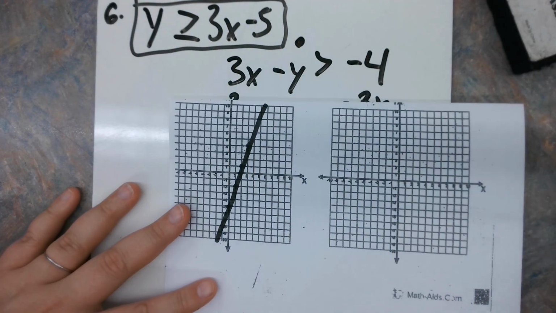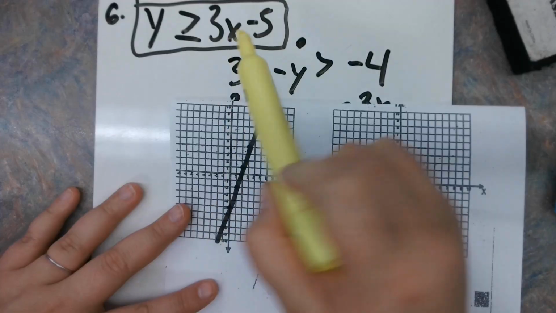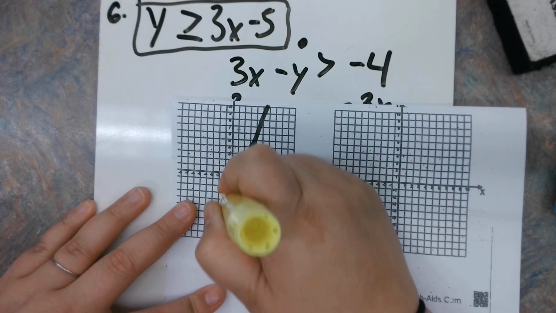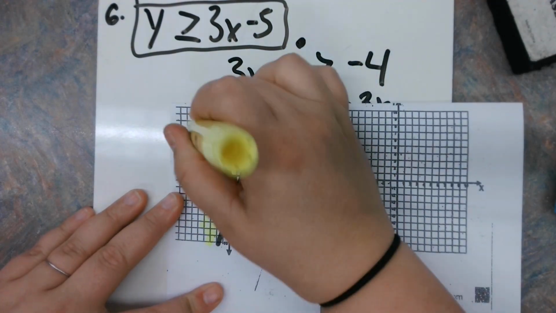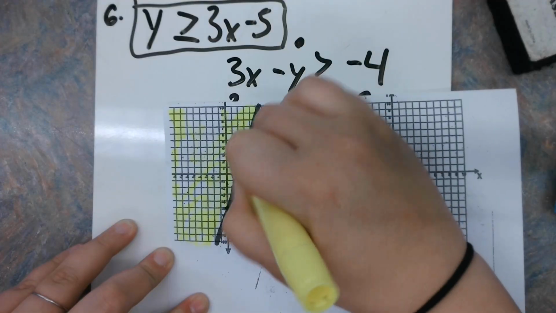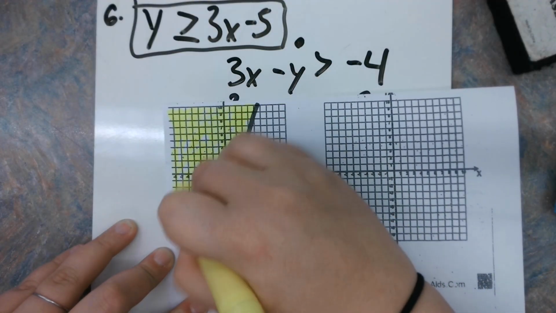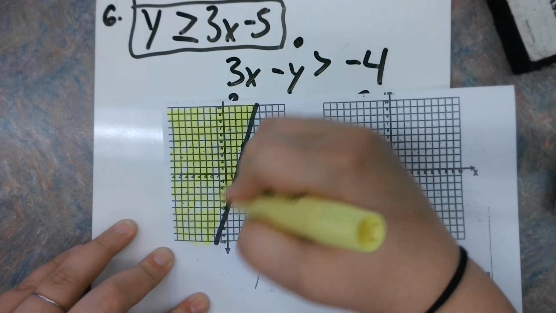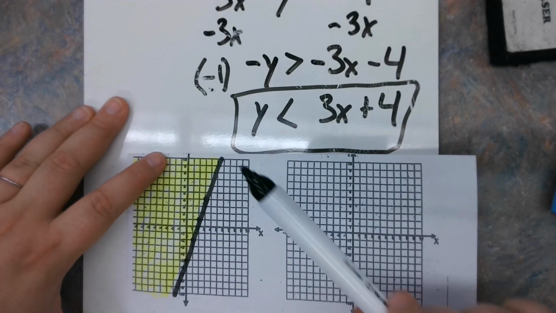Okay, time to shade. Y is greater than the line. So if I start from my y-intercept, greater than has me going up. So I'm going to shade this whole area. Cool. Now I can come to my second line. I did erase a little bit, sorry.